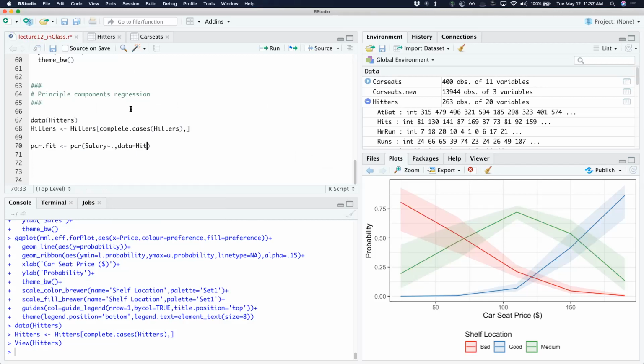So again, with these models, it's all about making lots of explanatory variables sort of digestible, right? And so in the principal components, I'm not going to throw anything away. I could just put the whole kitchen sink into the regression. So it's going to be salary against everything else, which is this dot here. I'm going to be grabbing it from hitters, scale equals true.